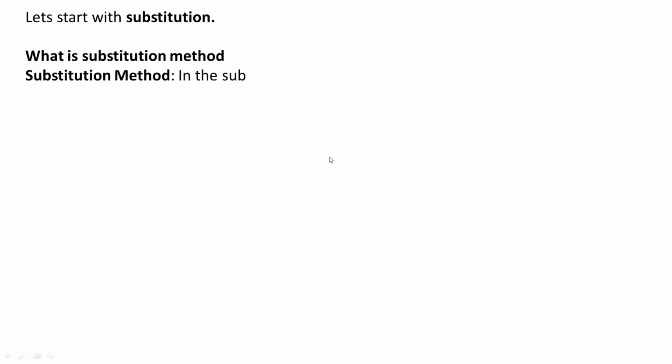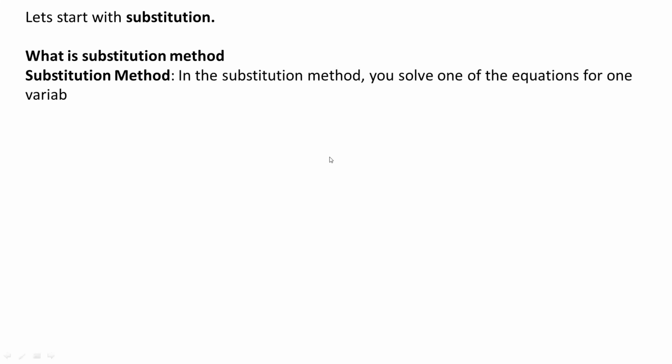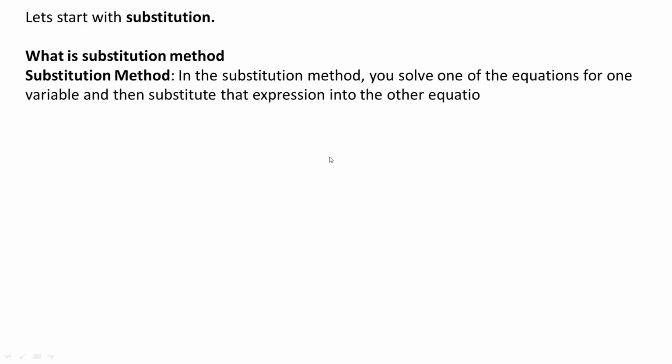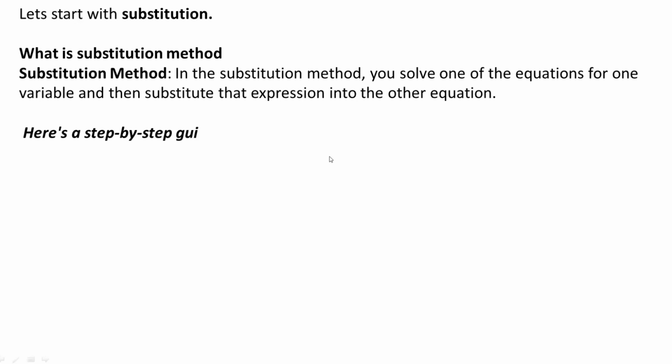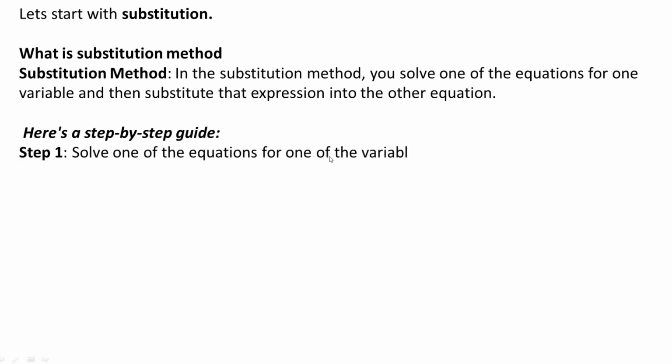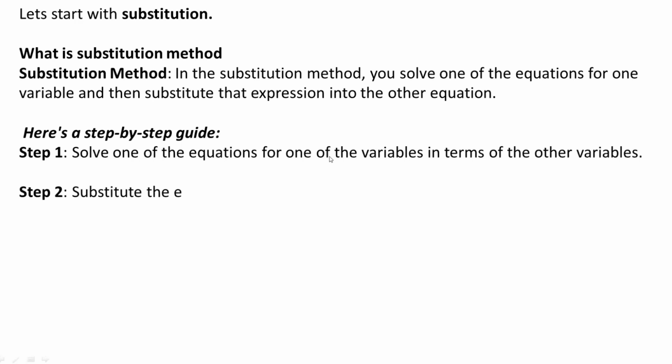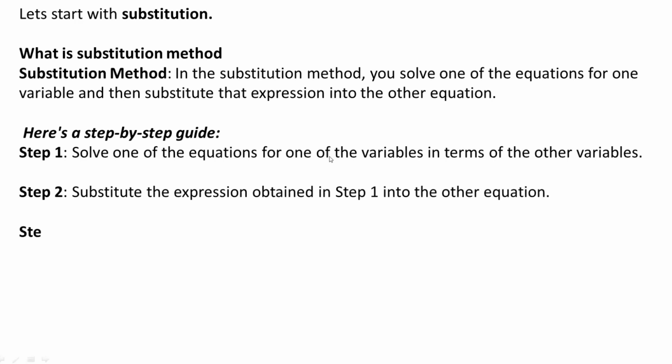Substitution method. In the substitution method, you solve one of the equations for one variable and then substitute that expression into the other equation. Here's a step-by-step guide. Step 1. Solve one of the equations for one of the variables in terms of the other variable. Step 2. Substitute the expression obtained in step 1 into the other equation. Step 3. Solve the resulting equation for the remaining variable.